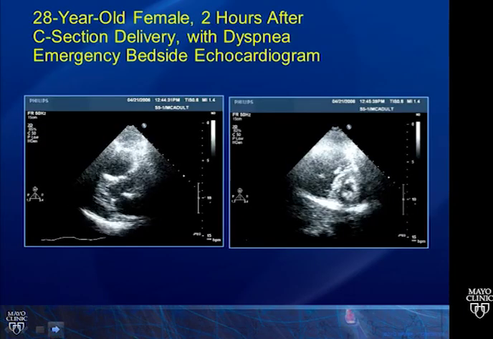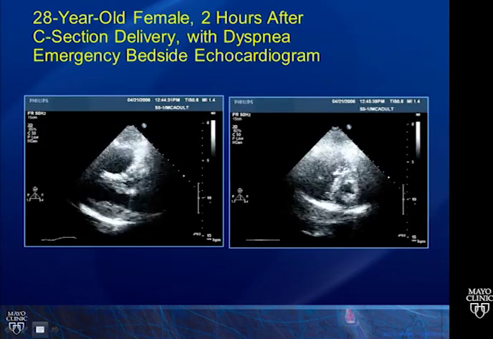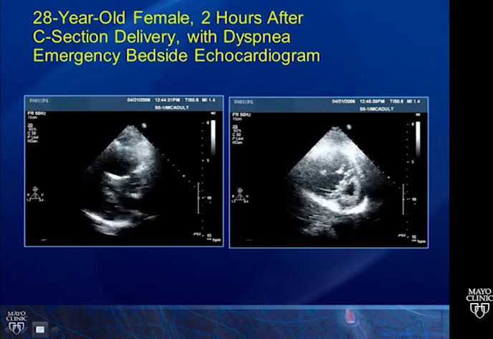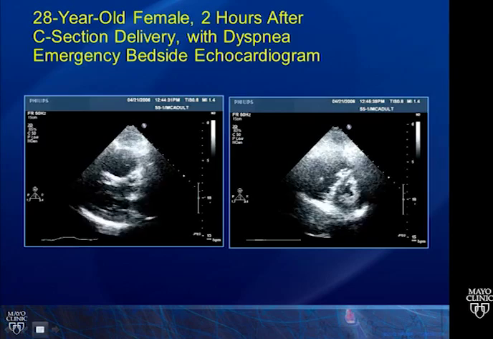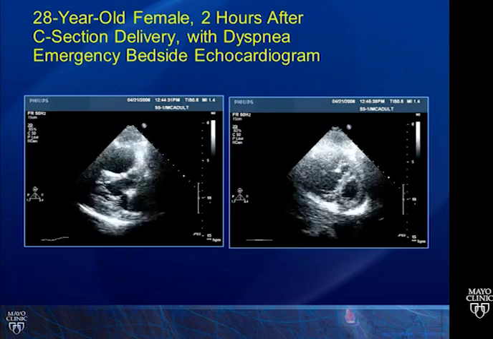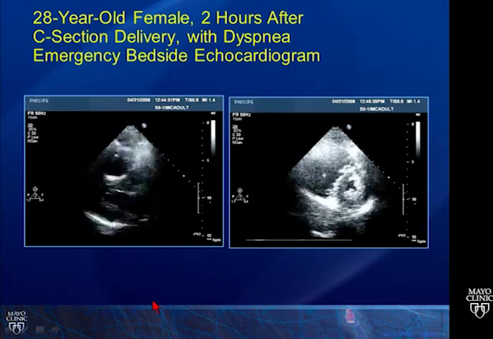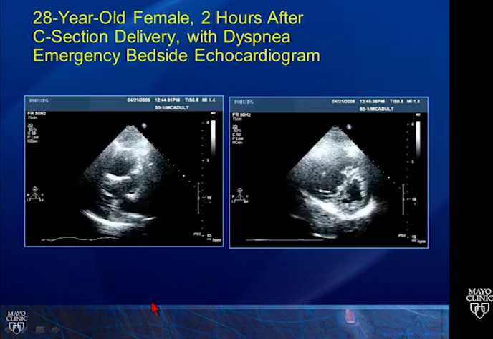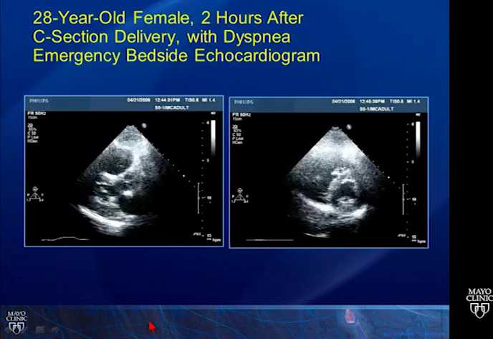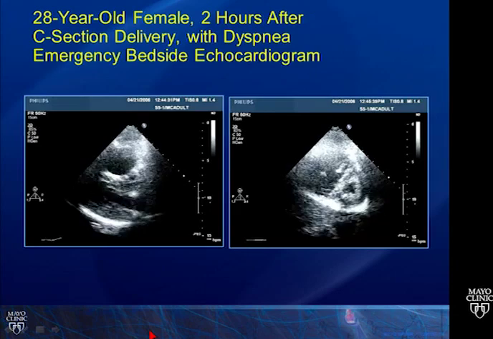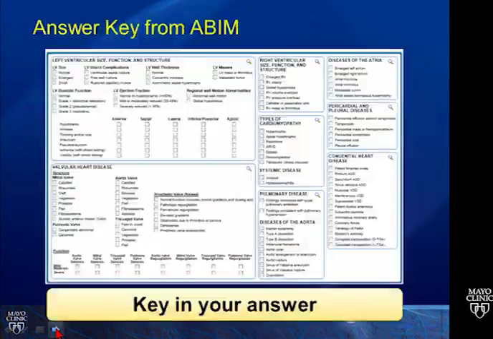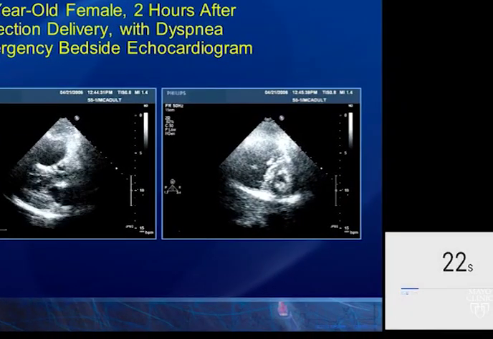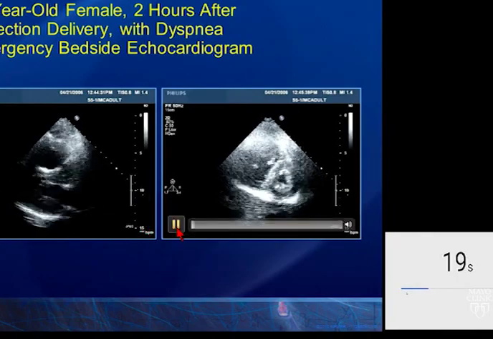Case 23, a 28-year-old female, 2 hours after a C-section delivery. You're called to do an emergency echocardiogram, and this patient has dyspnea. This is the bedside echocardiogram that you're obtaining several hours after this patient delivered her baby. Okay, we'll code in our answers, and I'll show you back the images again so you can see the key images.